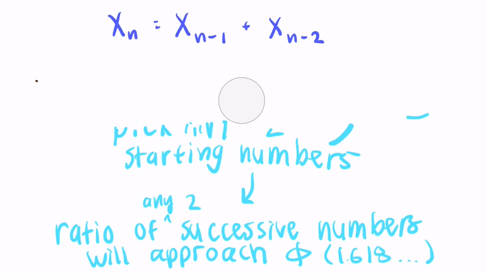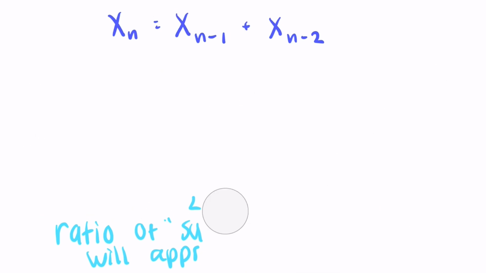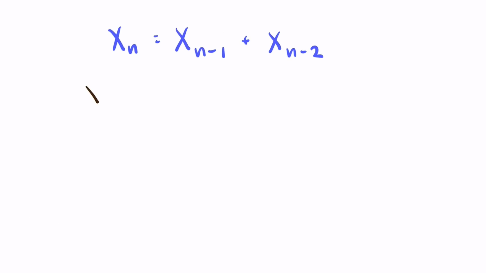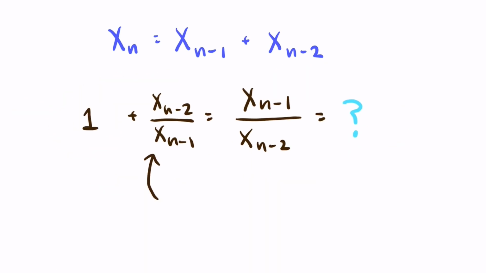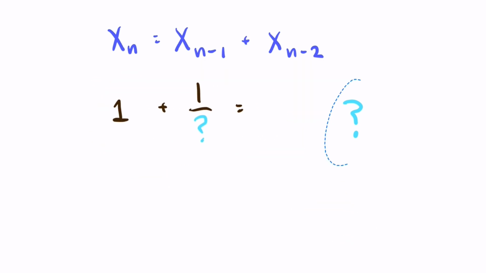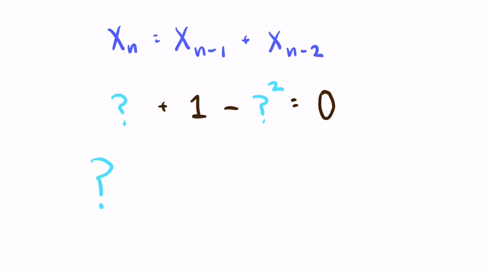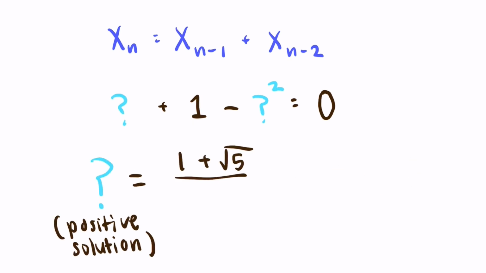Why is this? Let's say we have a sequence where the ratio of two successive numbers approaches the same thing. The ratio of x_n to x_(n-1) should equal the ratio of x_(n-1) to x_(n-2). Let's call this number question mark. We can substitute in the definition here, simplify to get this. And the second part is the same as 1 over question mark. We can turn this into a quadratic equation problem to get one of the solutions, 1 plus the square root of 5 divided by 2, which equals phi.